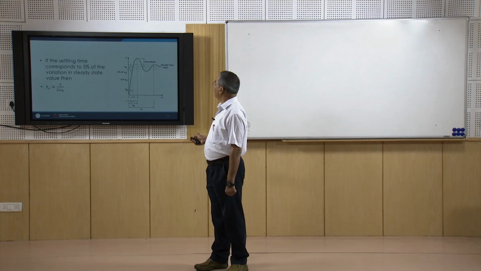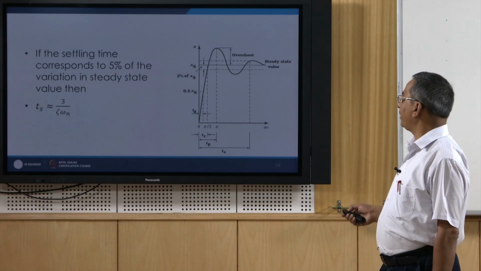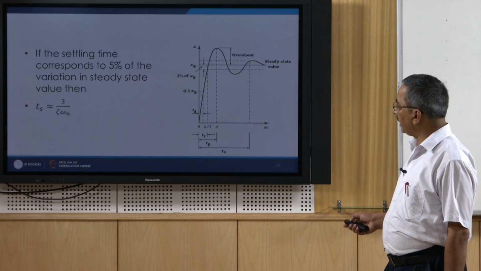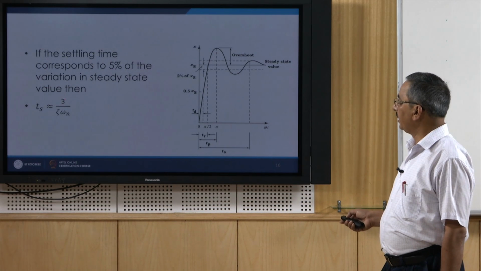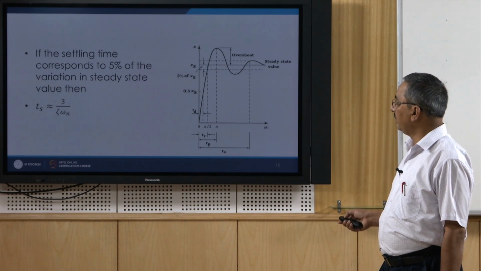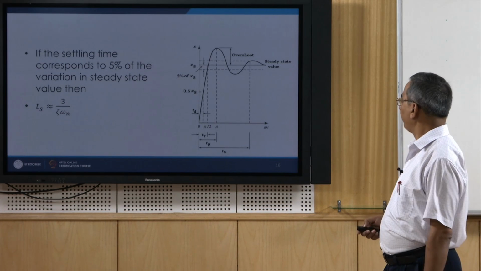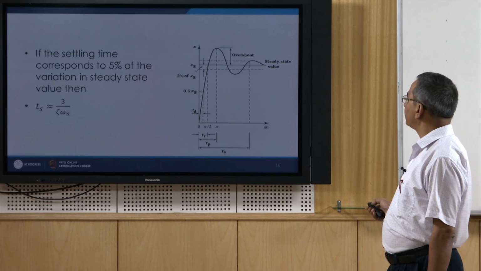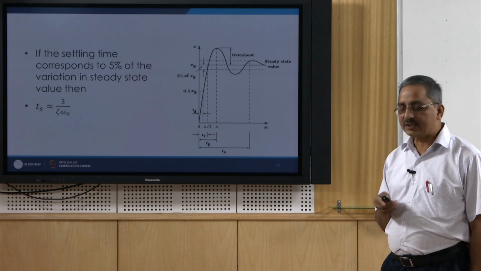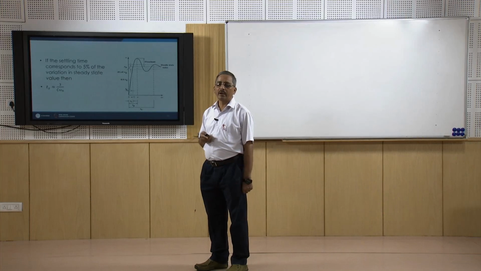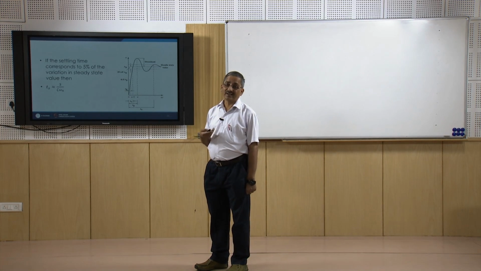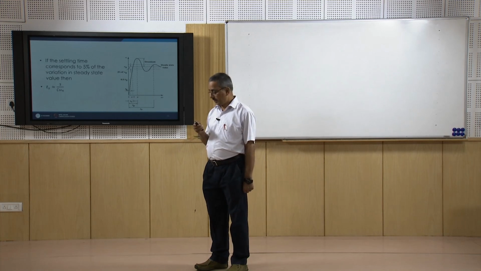Fine. Now, if the settling time corresponds to 5% variation in the steady state value, then this expression turns out to have 3 in the numerator and the rest of the things remain the same. And it is this Ts value which we are interested in. This basically tells us how quickly your system transforms from the transient behavior to the steady state behavior.